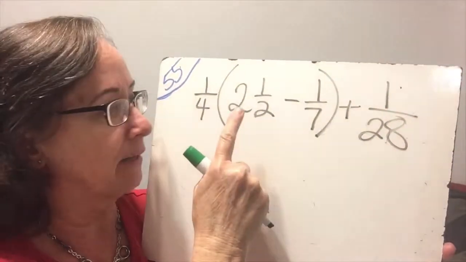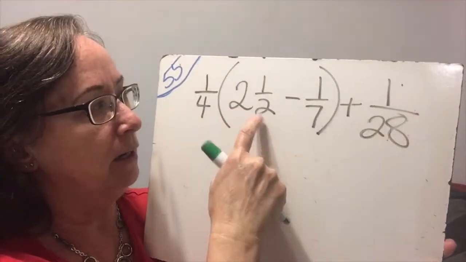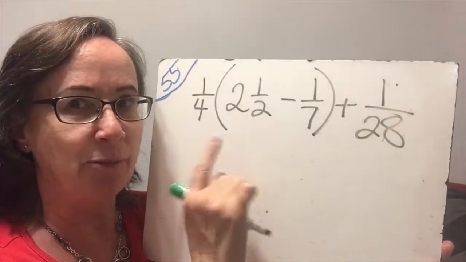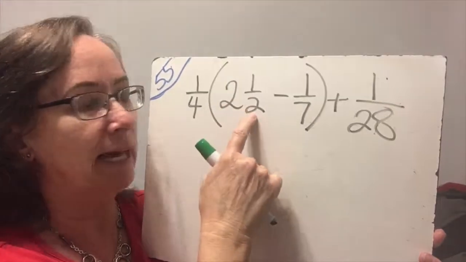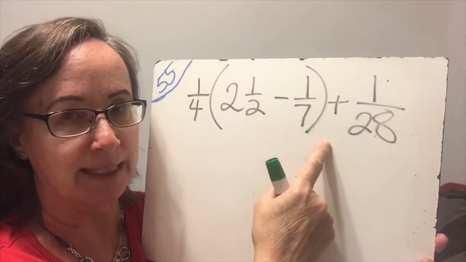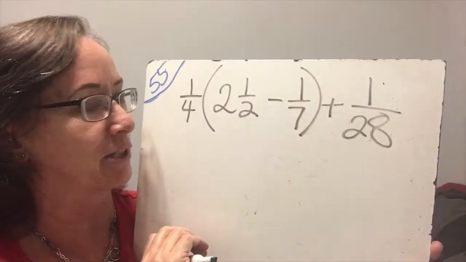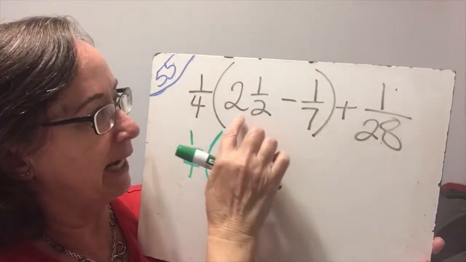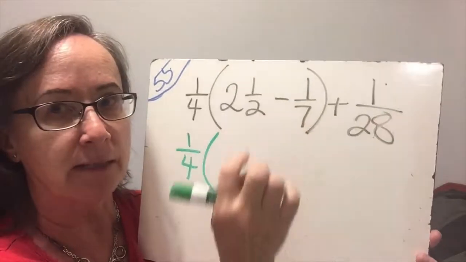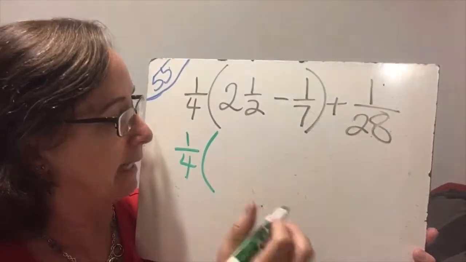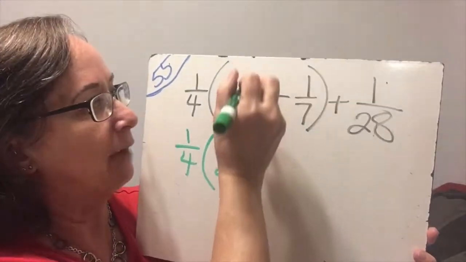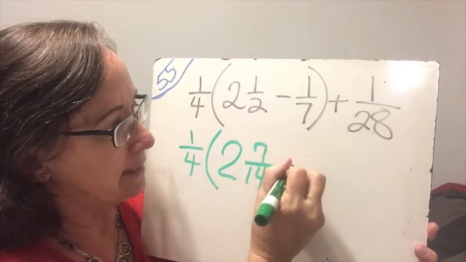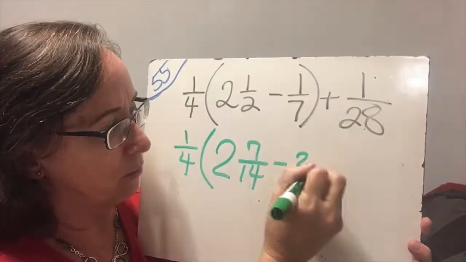Now, in your book, they are making this 4 plus 1, 5/2, and then they're turning that into a common denominator. I'm going to leave the 2 alone because the 1/2 is bigger than the 1/7. So then we'll turn it into an improper fraction in a moment. So we're going to bring down our 1/4. We're going to change just our 1/2 into a common denominator. 2 and 7 are going to go into 14. So I'm going to leave the 2, and we're going to make 1/2 into 7/14 minus, and then 1/7 could be 2/14.